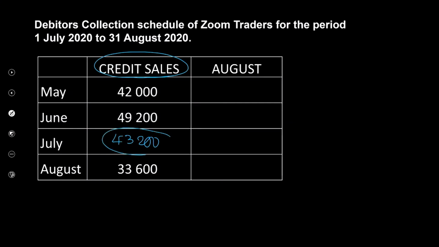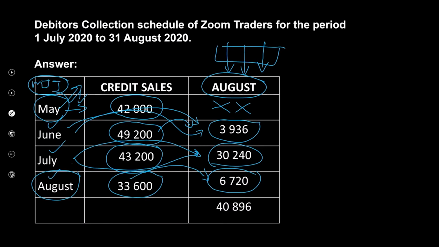That was the first part of the question, which we completed. The 43,200. Once this was completed, that means you had all your credit sales that you required. You could then go on and complete your debtors collection schedule, which we have successfully done.